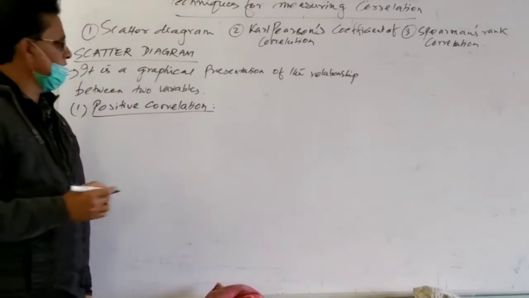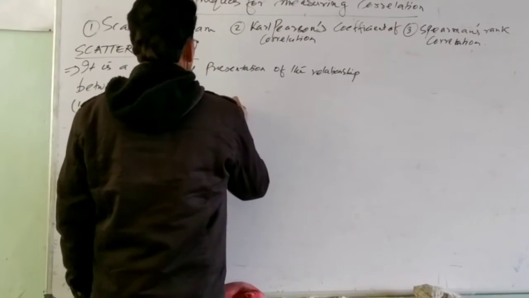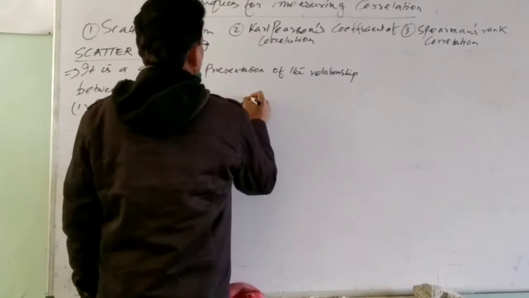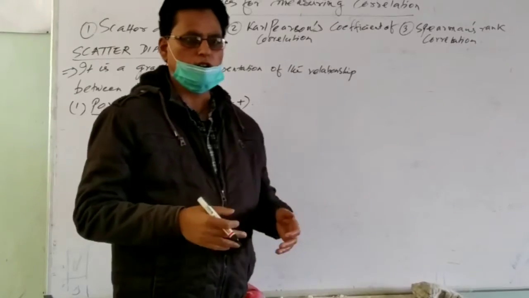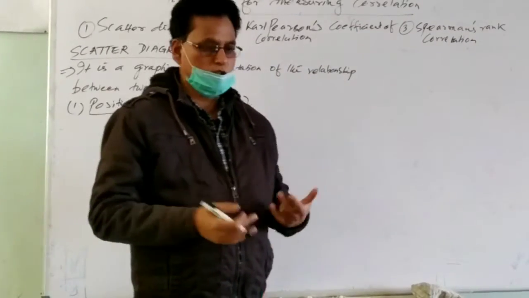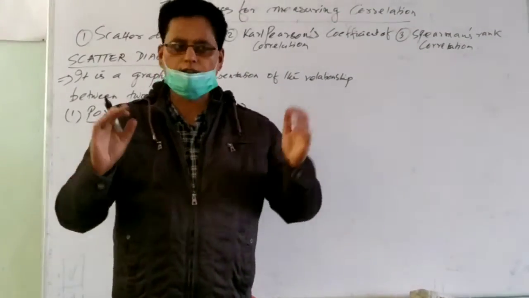Positive correlation. It means this correlation, you know, R is positive. R is positive means what happens? If you plot the relation between the two variables on a graph paper, you take the example.